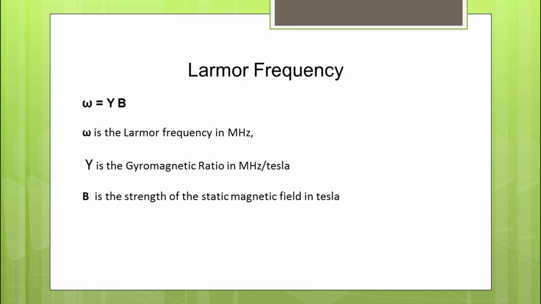It is given by the equation omega equal to gamma B, where omega is the Larmor frequency in megahertz, gamma is the gyromagnetic ratio in megahertz per tesla, and B is the strength of the static magnetic field in tesla.